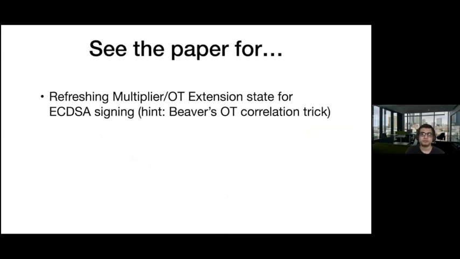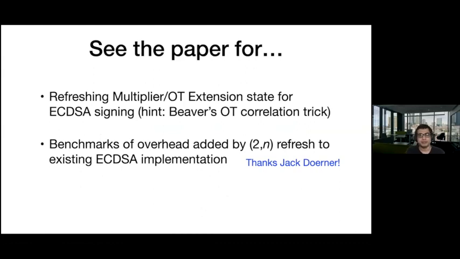So see the paper for more complicated things like how to get ECDSA to be proactivized. If you're aware of Beaver's OT correlation pick, that's roughly what we use, and adapt to the setting. We give benchmarks for our implementations. Again, thanks Jack for this. And we give more comprehensive discussions of our definitions and justifications and full proofs.